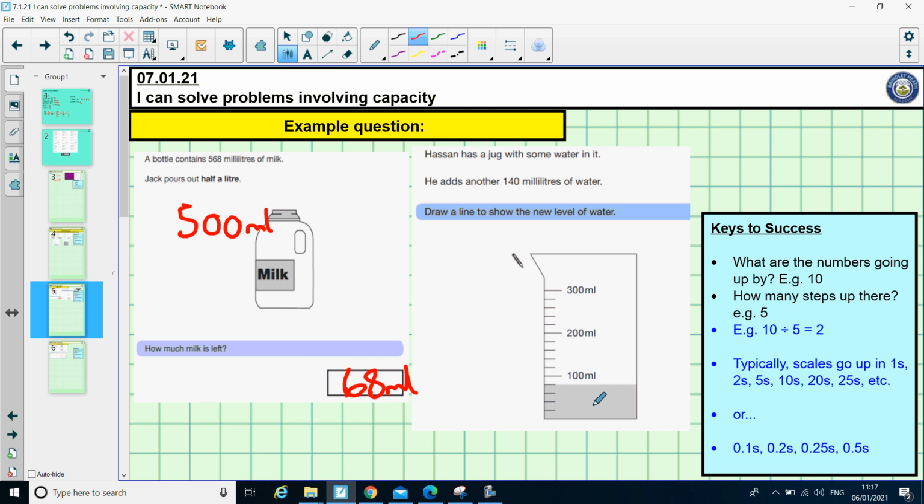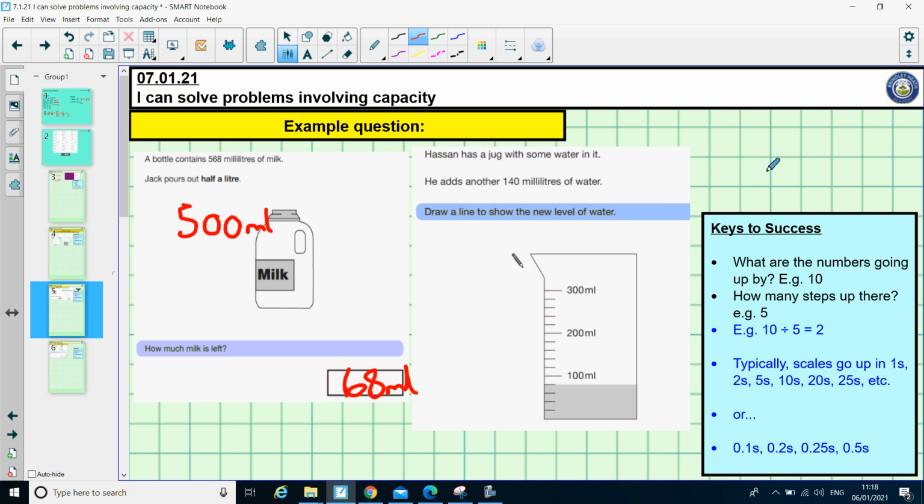Okay, the second question, I'd like you to have a read and have a go at that question yourself, and then I'll go through the answer. Okay, this question then says, Hassan this time has a jug with some water in it. He adds 140 millilitres of water, and it says draw a line to show the level of the water.